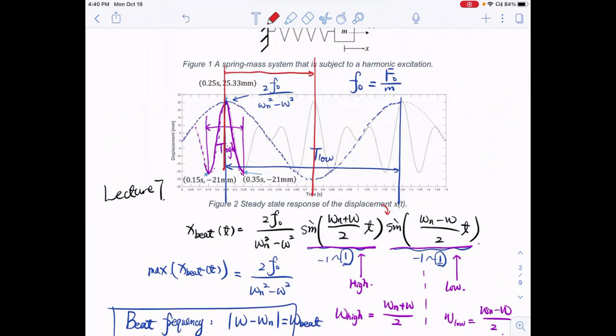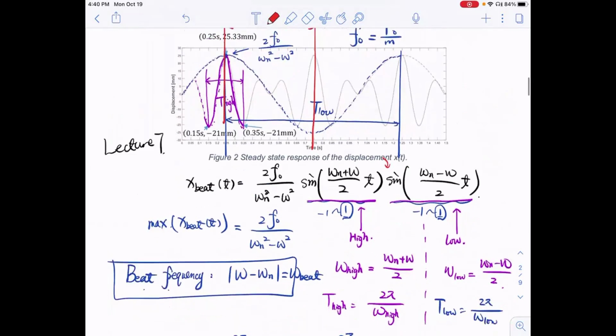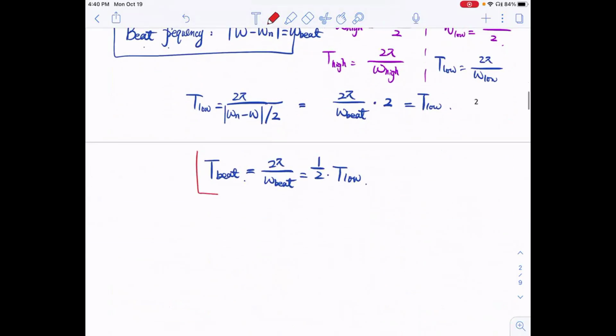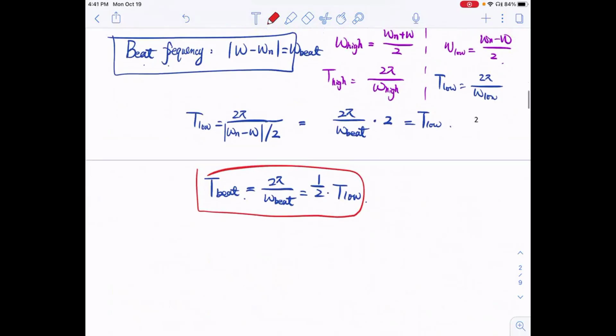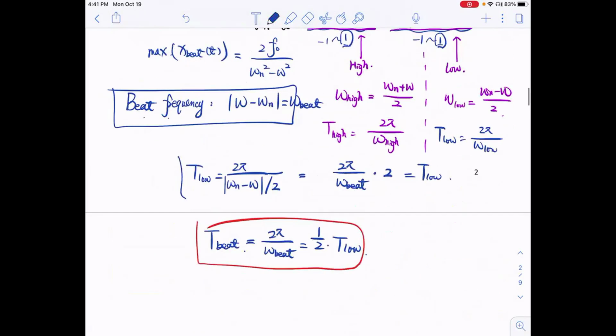So this is the period of the beat. If you use T beat to calculate omega, then you have to use this red equation. If you use T low to calculate your omega, then you have to use this blue equation. All right? And then the other high frequency equation, I think most of you get it correctly.